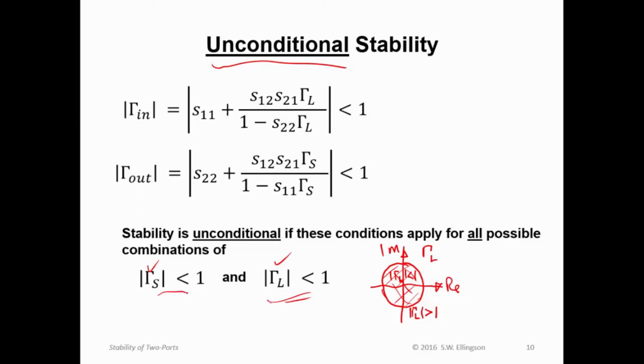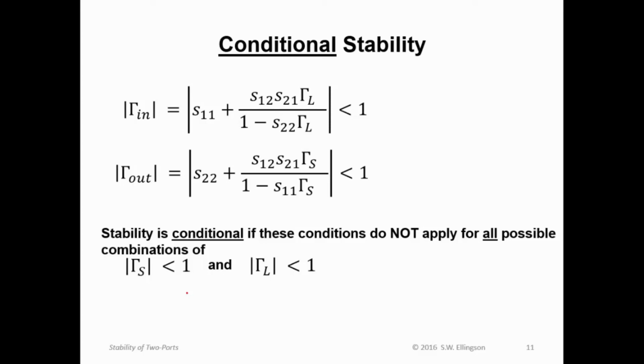And similarly, we satisfy the equations for all possible values of gamma sub S which fall within the unit circle. Said another way, unconditional stability means that the two-port satisfies the stability criteria, the 4 equations, regardless of the input impedance and regardless of the output impedance. And that's a very desirable thing to have, as we will see as we proceed throughout the course. Unconditional stability is highly prized among RF engineers because it makes things easy. And much of the difficulty in RF design, and in particular in amplifier design, is dealing with conditions in which you do not have unconditional stability.